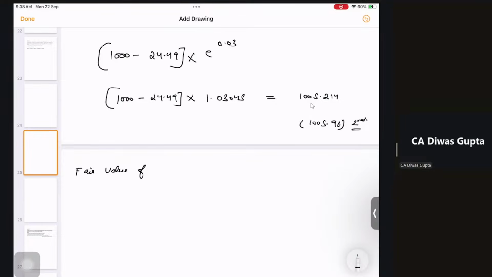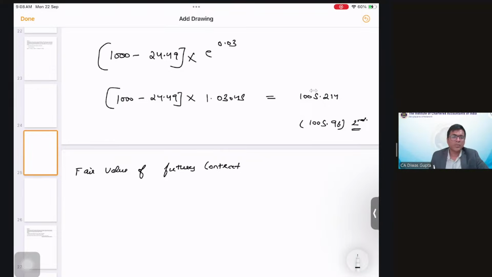Okay, meanwhile this is happening. So the fair value of futures contract. Okay, thank you. Okay, I hope it is proper now, audible and visible clearly. Yes, sir. Perfect. So the fair value of futures contract becomes 1005.214.